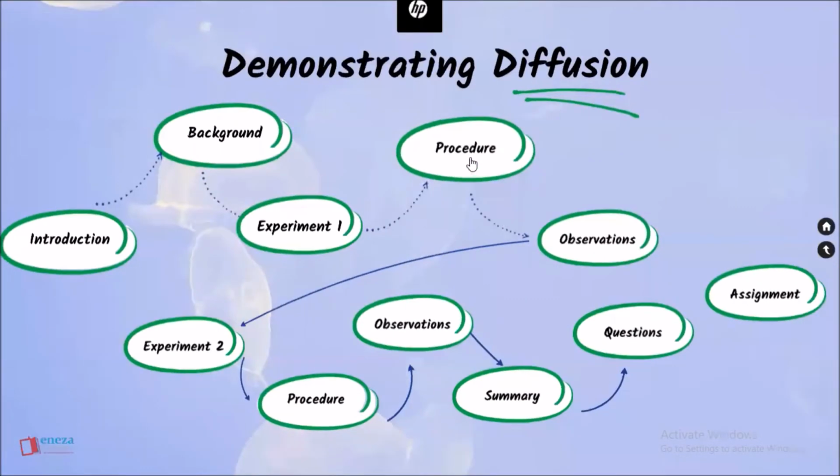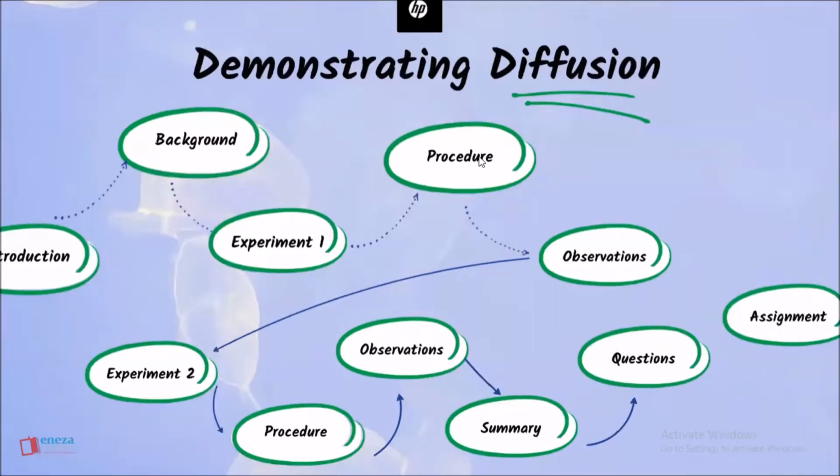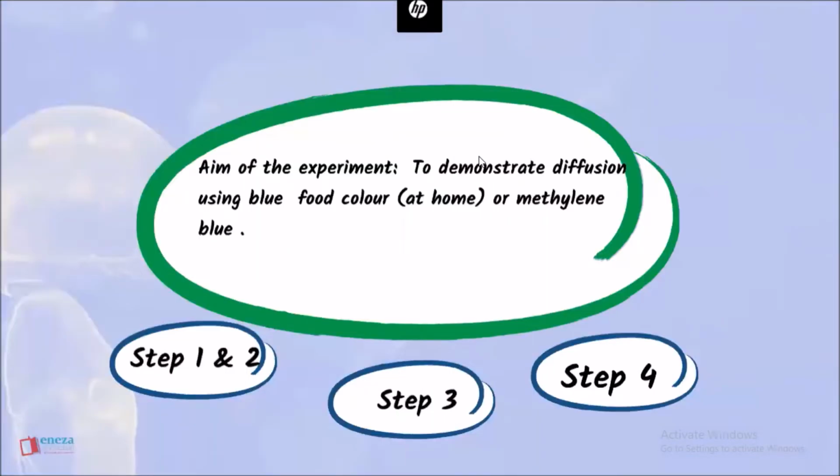Now let's go to the procedure of the whole experiment. Remember, the aim of the experiment is to demonstrate diffusion using blue food color, that is if you are at home, or methylene blue if you are doing this in a laboratory.